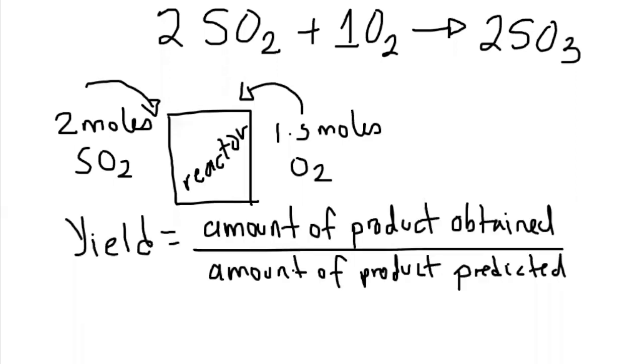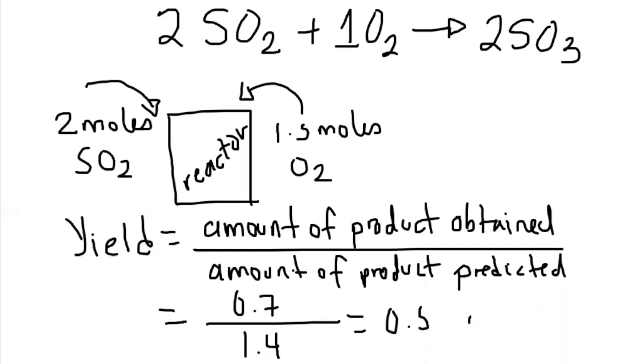The yield of a reaction is defined as the amount of product that we obtained over the amount of product that we predicted. Let's say that for SO3, we predicted that we were going to obtain 1.4, but what we actually obtained, which is information that we can weigh or measure, was 0.7. That would mean that we have a yield of 0.5, or 50% yield for this reaction, which means that not everything is how we expected.